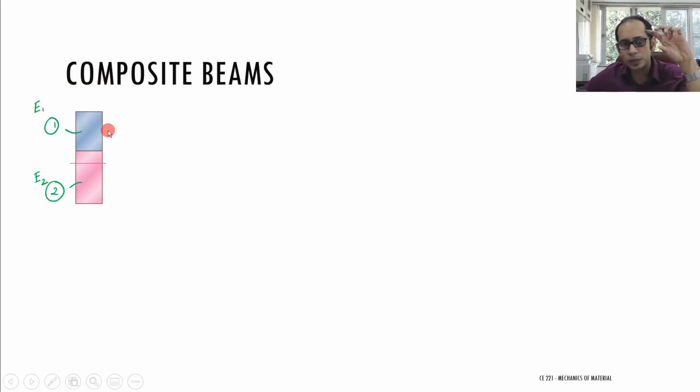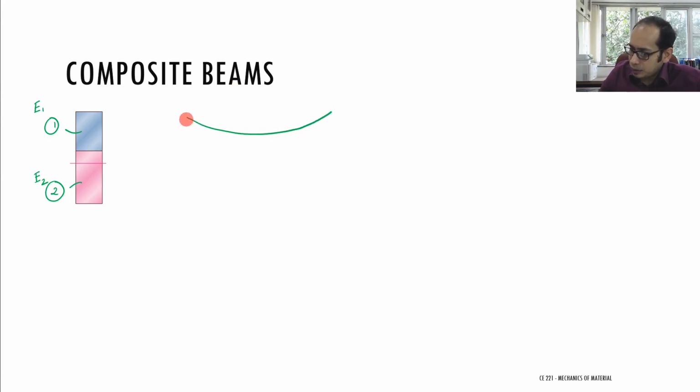Now, how does this beam bend? If you just try to visualize how this beam bends, we are going to have something along this. So this is the overall bending behavior of the beam, say, right? And this is the interface, which also bends. So this interface is this one over here, right?